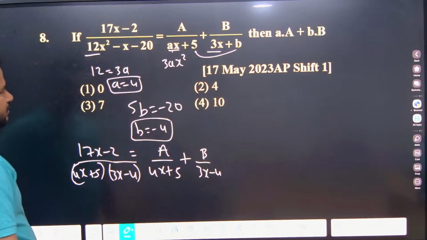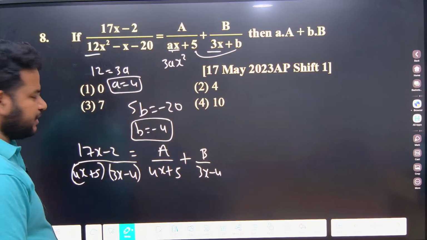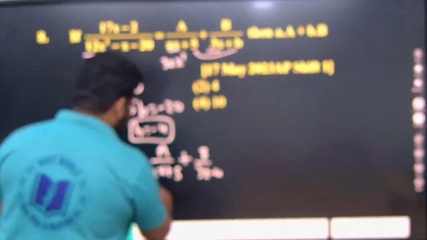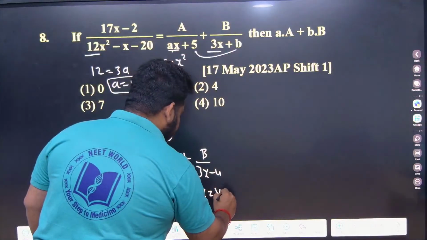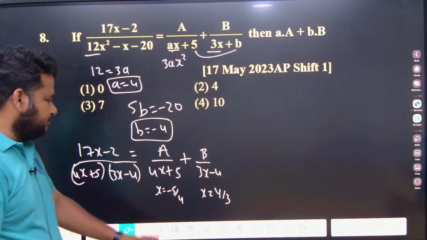Now, we have to find out a and b. So, how can I find the a value? Directly using the shortcut. Here x value will be equal to what? Minus 5 by 4. Here x value will be equal to what? 4 by 3. Okay, x value will be equal to 4 by 3.